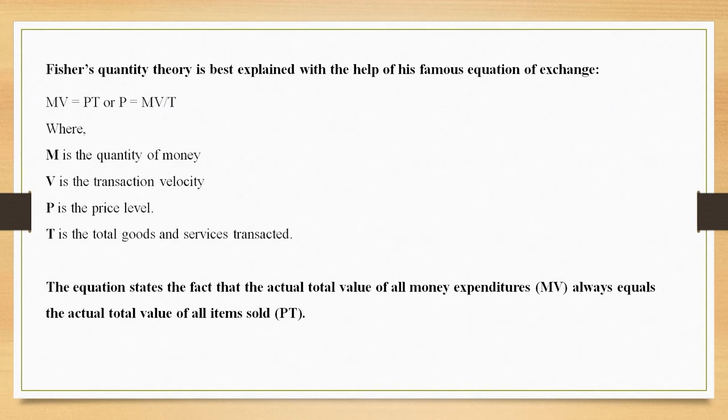What does it actually mean? MV is equal to PT is nothing but demand for money is equal to supply of money. Earlier, I said that his theory is the transaction version, or transaction approach, to the quantity theory of money. The reason behind calling it the transaction approach is that Fisher's quantity theory of money only focuses on the transaction value of money, not the store value of money. The transaction value of money says that whatever money is supplied in the economy, the same amount of money is transacted over goods and services. So no money is left with the public to store. Only here transaction value gets importance.